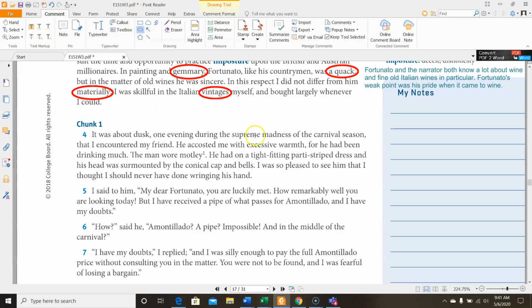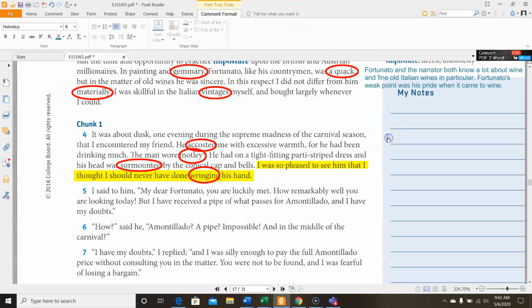So here it says, accosted, you may not know that word. It has motley, surmounted, but you could probably guess what that one is pretty easily. Wringing. So I'm going to highlight here that I was so pleased to see him that I thought I should never have done wringing his hands. So he was so excited to see this man that he hates, which is kind of ironic. The readers know that that's because the main character has something planned for Fortunato.